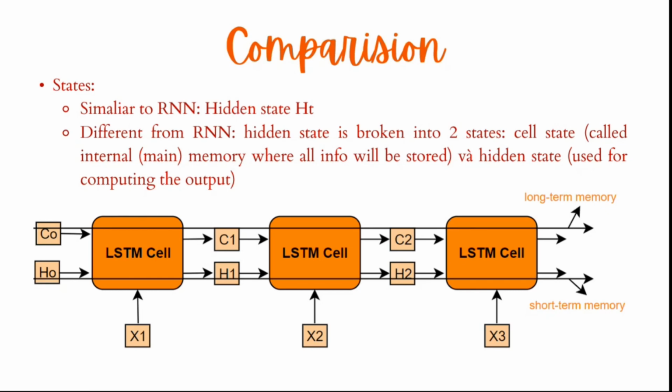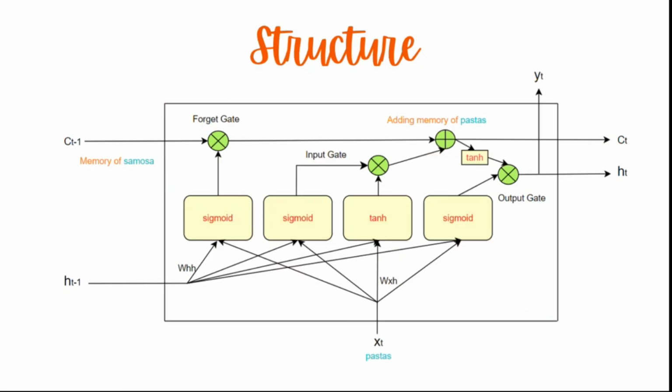In an LSTM model, there are three main components known as gates: the forget gate, the input gate, the output gate. And these gates are responsible for regulating the flow of information and controlling the state of it within the LSTM cell.